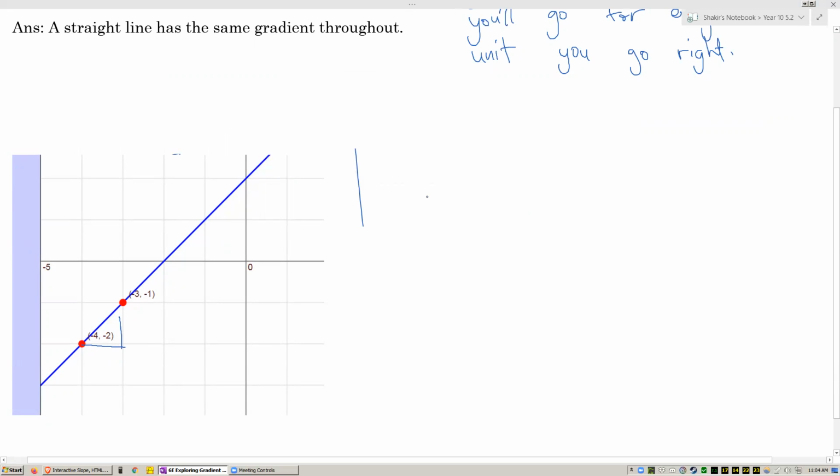Okay, I'm just going to wipe it all off. So rise: how much did it rise between those two points? It went up by 1. And how much did it go across? 1 as well. So the mathematical formula would be gradient is equal to rise over run.